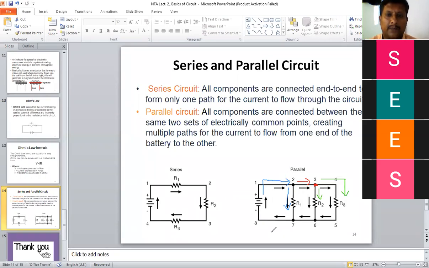We are going to analyze a number of networks and circuits in which there is a combination of series as well as parallel. Whether the given circuit is series, parallel or a combination, and how to analyze that, is a very interesting part we are going to learn in this subject. So these are the fundamentals we have covered today.